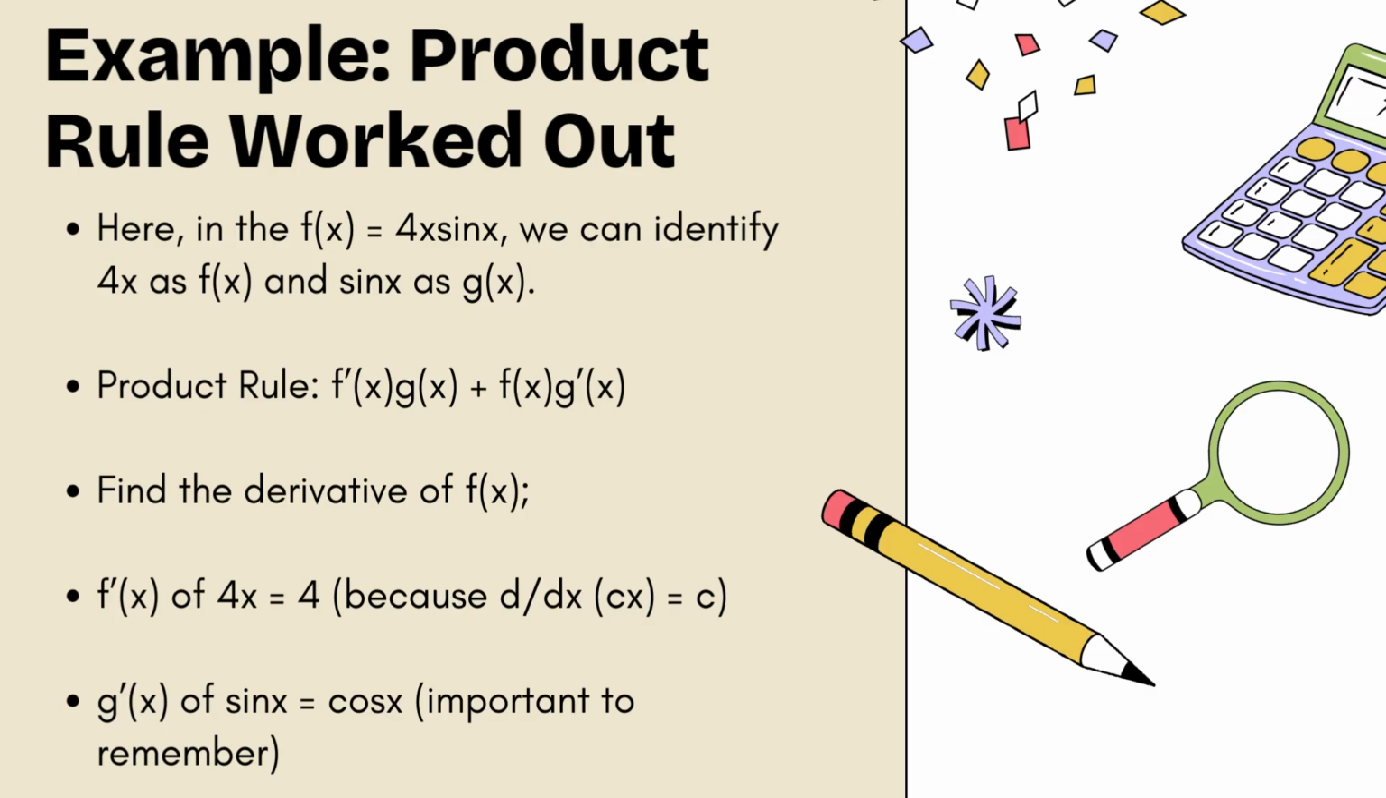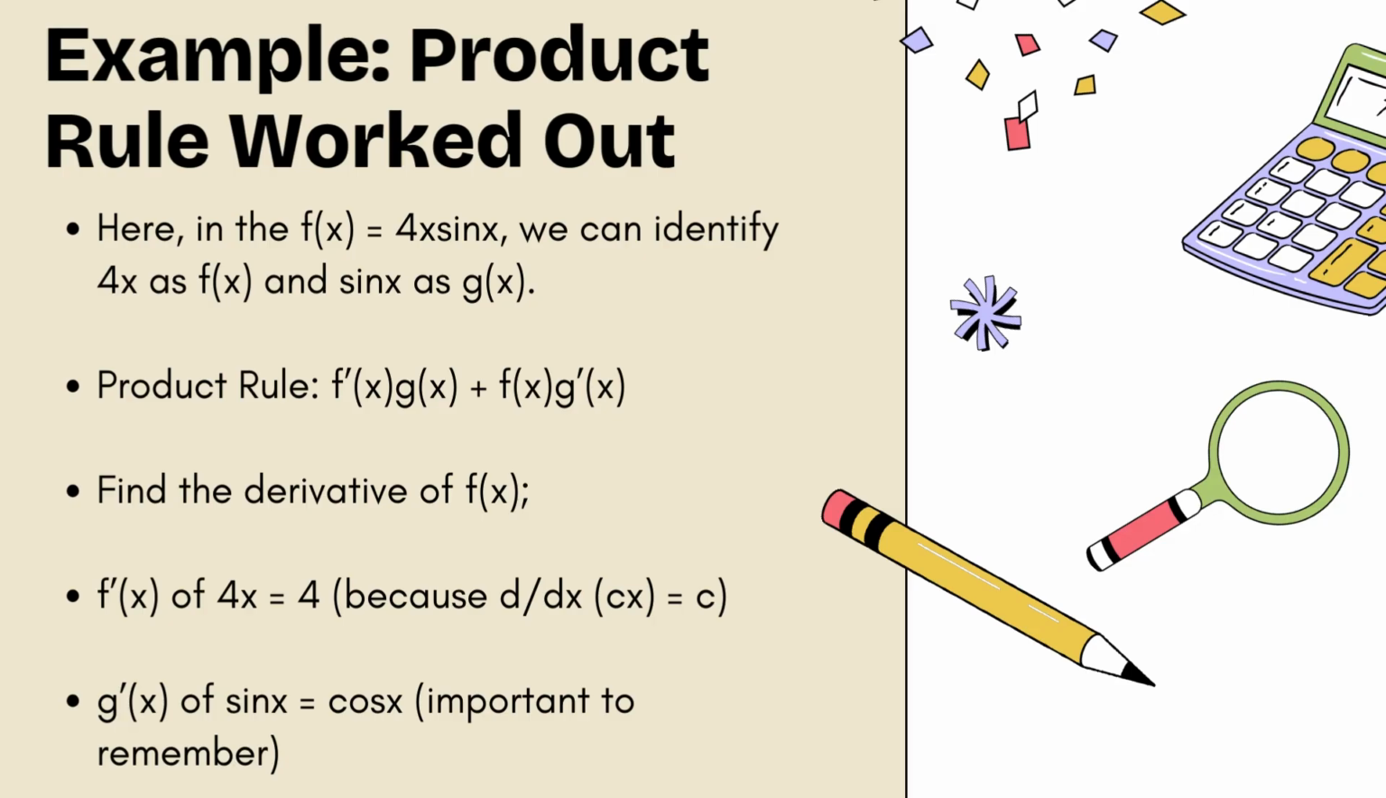The derivative of 4x would be 4, because the derivative of any function c of x would just be c itself, right? If we have a function where f of x is equal to, let's say, cx, where c is a coefficient, then the derivative of that function would just be the coefficient itself. So the derivative of the first function, or f prime of x of 4x, would be 4.